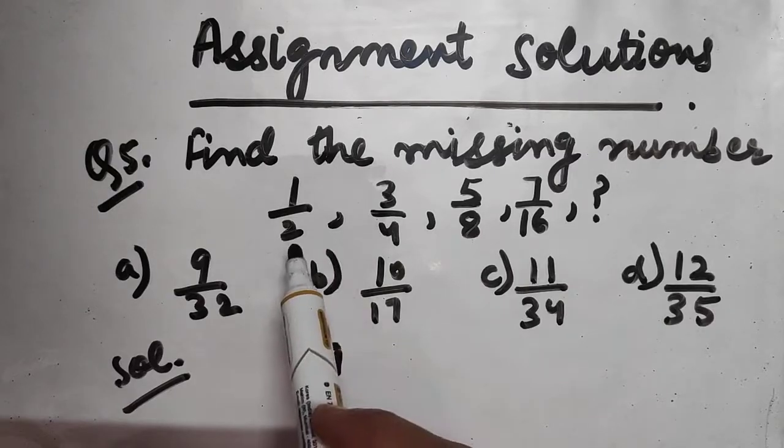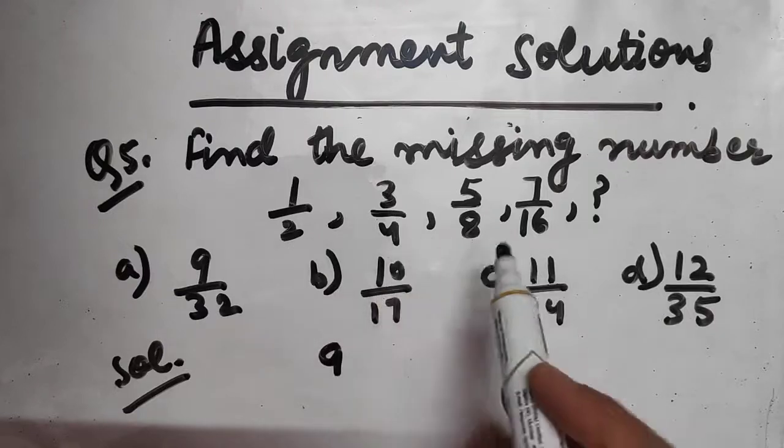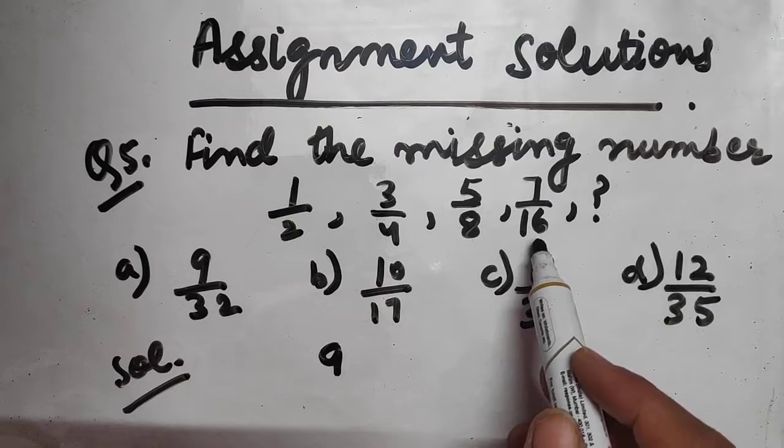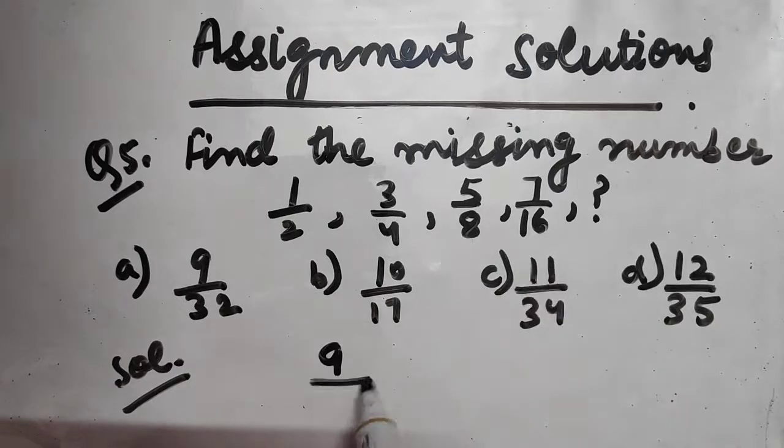And if I talk about the denominator, it is 2, then we have 2 squared, then 2 raised to the power 3, that is 8, 2 raised to the power 4, that is 16. Now ideally it should be 2 raised to the power 5, which is 32. So clearly A option is the correct option.